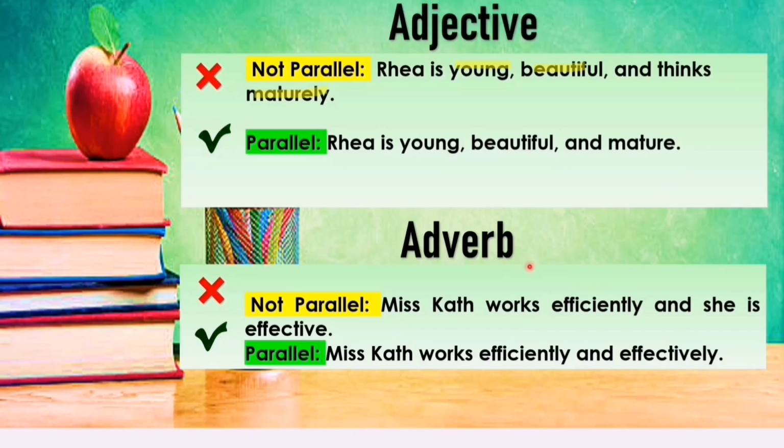For adverb, we have Miss Kath works efficiently and she is effective. It is not parallel because efficiently is an adverb. So the next word should also be an adverb to achieve parallelism. We need to change the adjective effective into effectively. The revised sentence will be Miss Kath works efficiently and effectively.